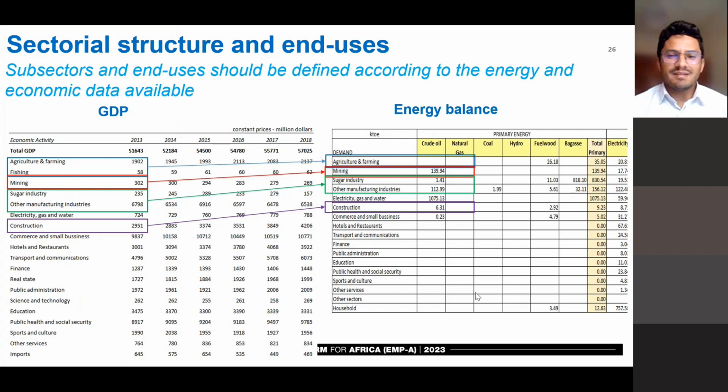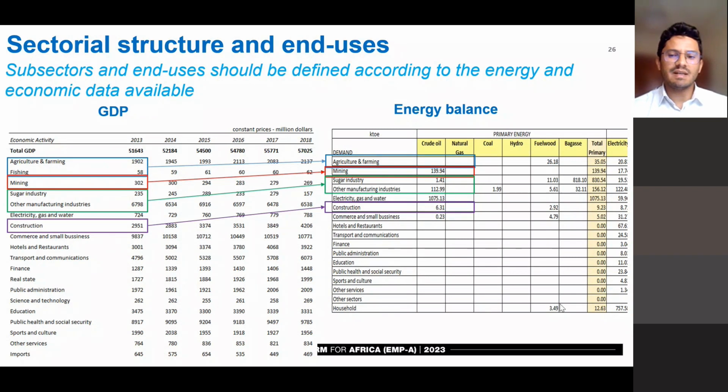Okay, and to model subsectors, this is very important. To model subsectors in MAED, we need to make sure that the economic data or the GDP data is available. And also, we will need the data from the energy balance. So we will need to make sure that the energy consumption from the energy balance is available, as well as the GDP data.